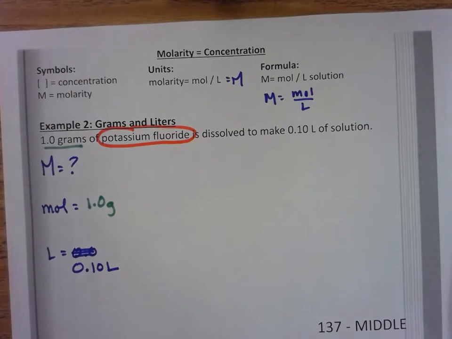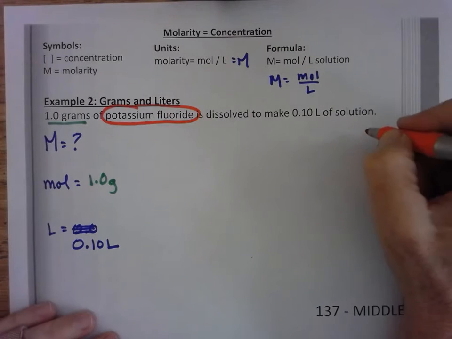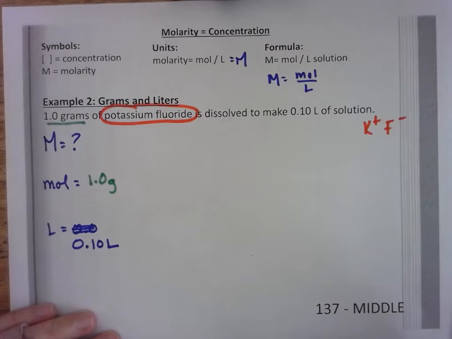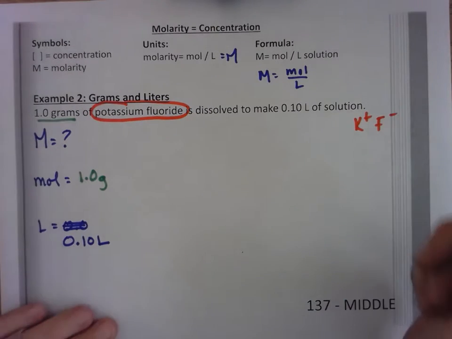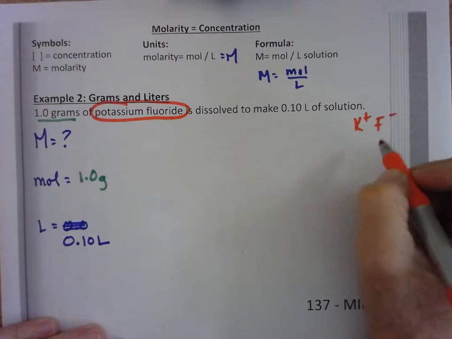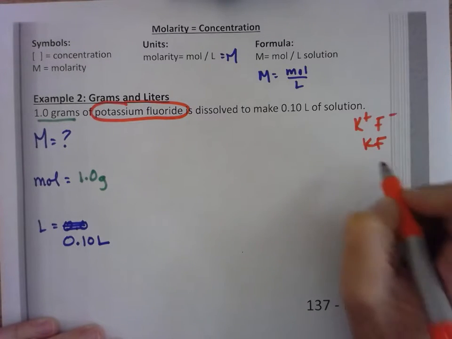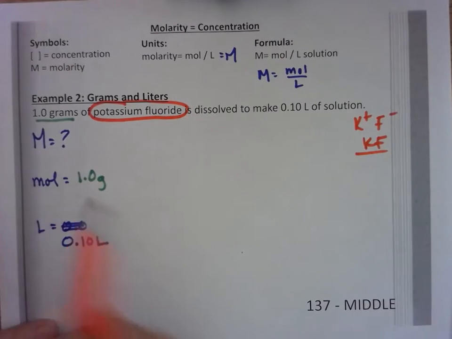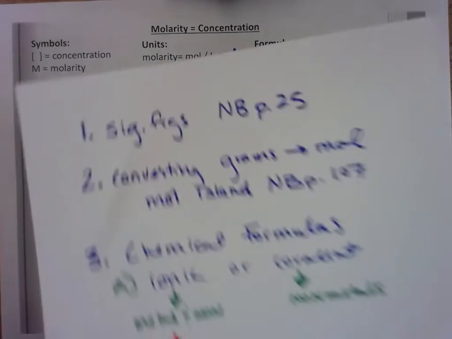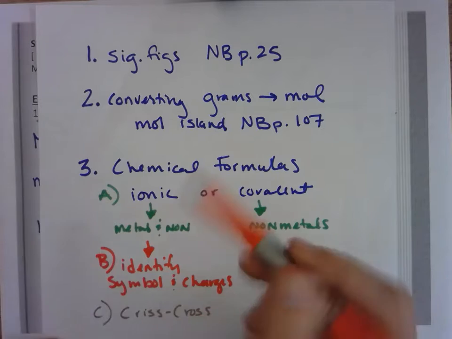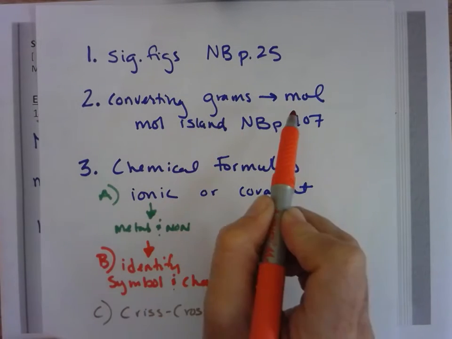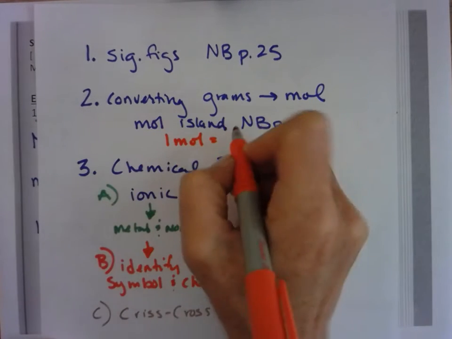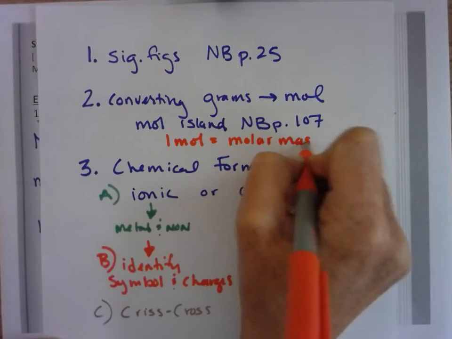I'm going to do that over here. So potassium is in group 1, so it has a charge of +1, and fluorine is a halogen, and it has a charge of -1. So the crisscross here is a 1-to-1 ratio, so KF is the formula. Now, I have to get from grams into moles. I need to go from grams to moles. On Mole Island, it tells us that 1 mole is equal to molar mass. So we're going to have to calculate the molar mass.